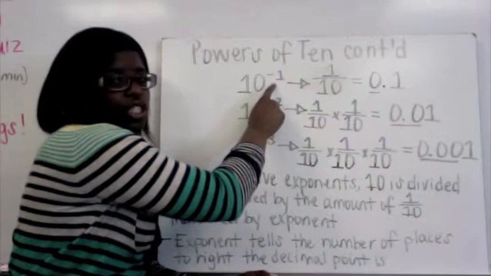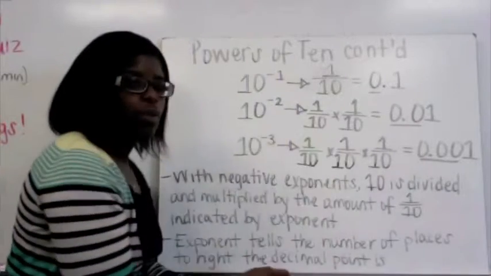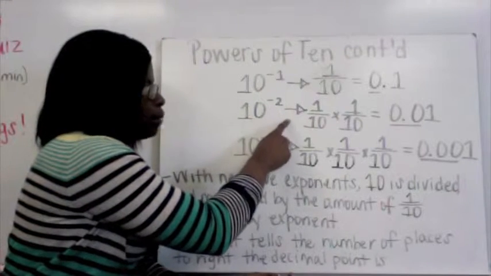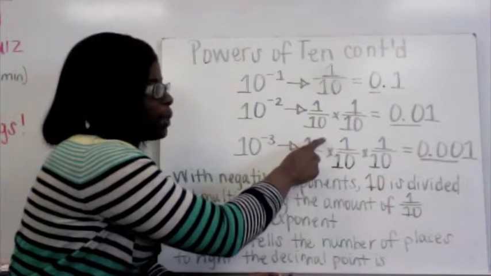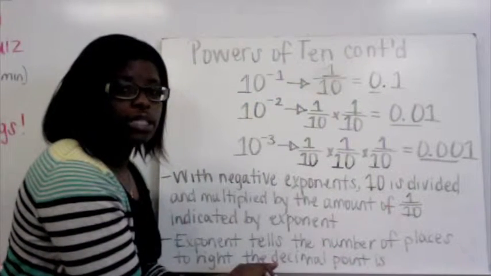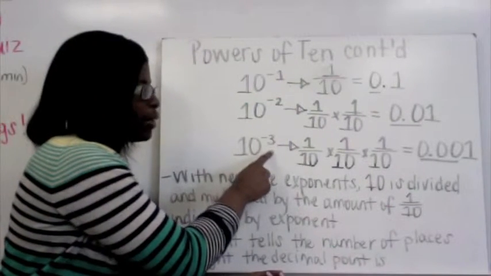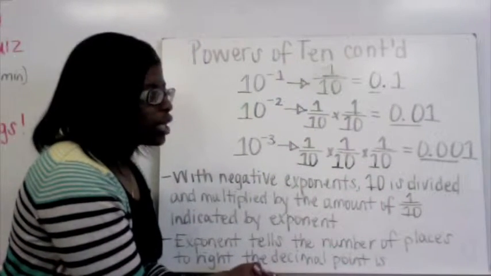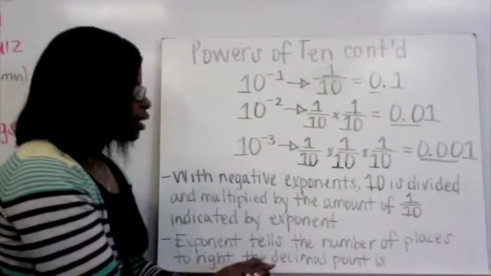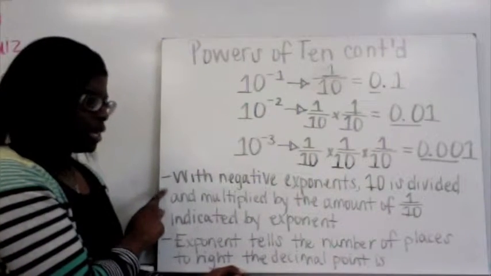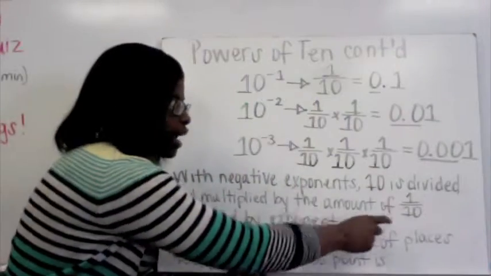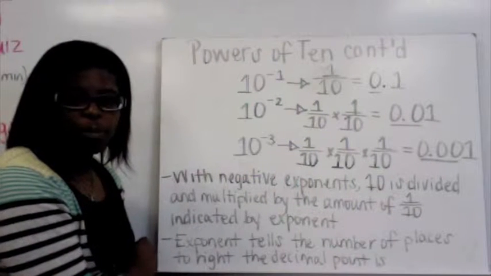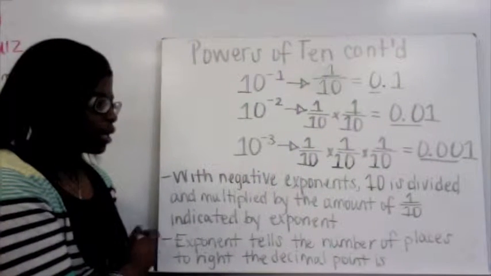With the difference in the direction of that exponent, my decimal that was once on the right side is now on the left. So 10 to the negative second power is going to be 1 divided by 10 times 1 divided by 10. And that's going to give us 0.01. 10 to the negative third power is going to be 1 divided by 10 times 1 divided by 10 times 1 divided by 10, which is going to give us 0.001. So with the negative exponents, 10 is divided, and it's multiplied by the amounts of 10 divided by 1 according to your exponents. And the exponent is also going to tell us the number of places to the right the decimal point is going to go.